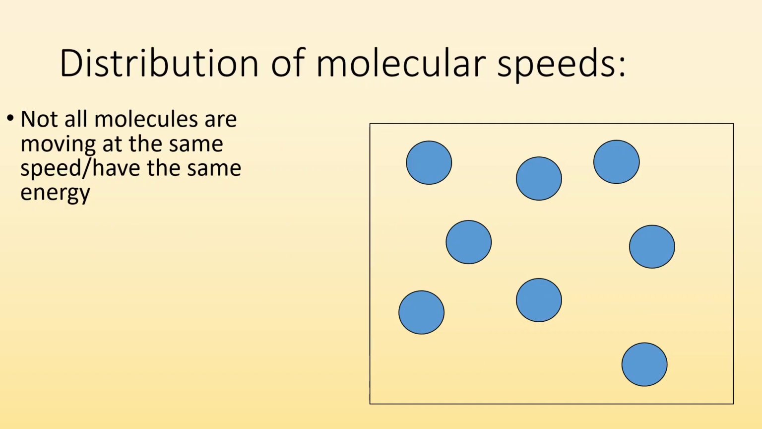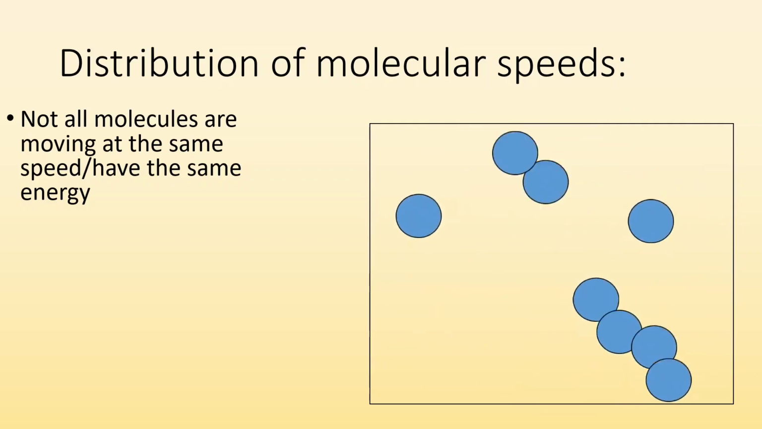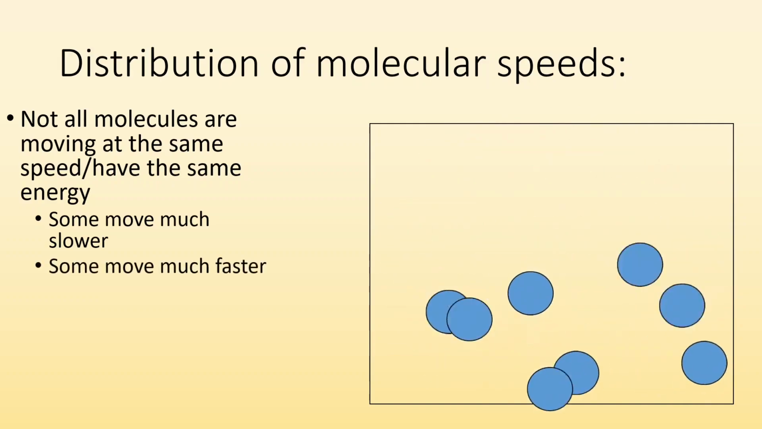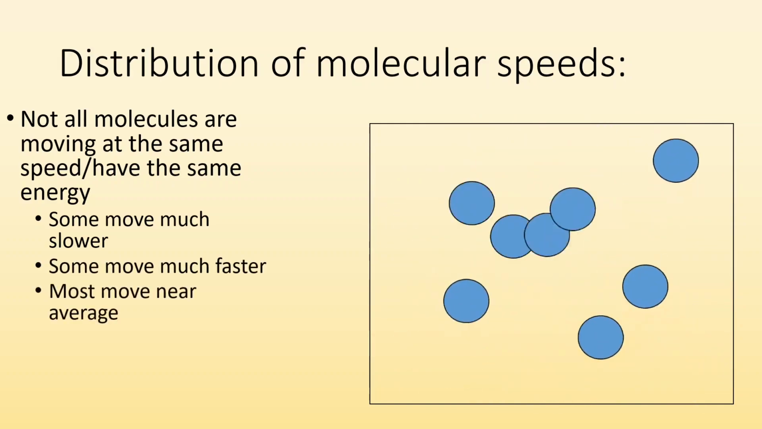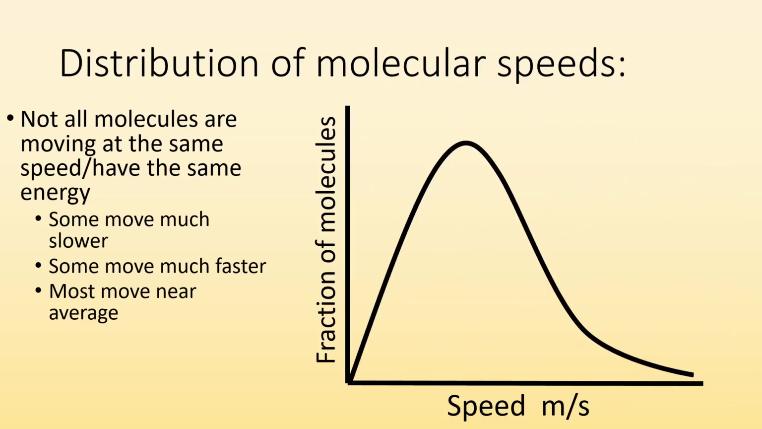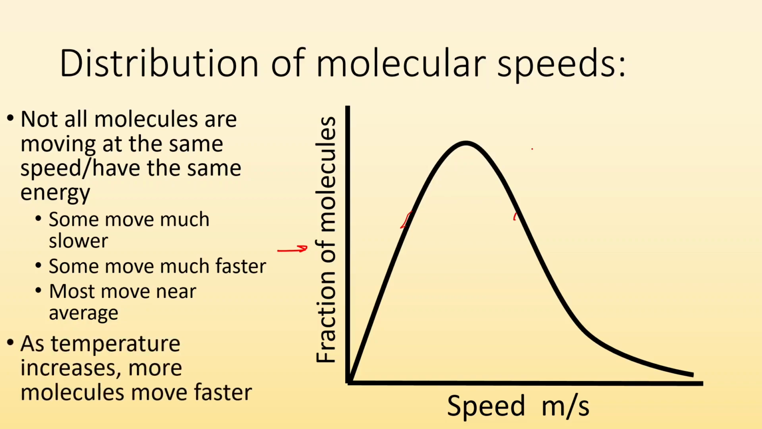Not all molecules are moving at the same speed or have the same energy. So if here I got a mixture of gas particles, you can see some of them are going pretty slow, but some of them are also going really fast. And then most of them are going near the average speed, right? So graphically, looks something like this. We got fractions of molecules on the Y, and we have the speed in meters per second on the X. So you can see most of the particles are going about the average speed. So as temperature increases, more molecules are moving faster.